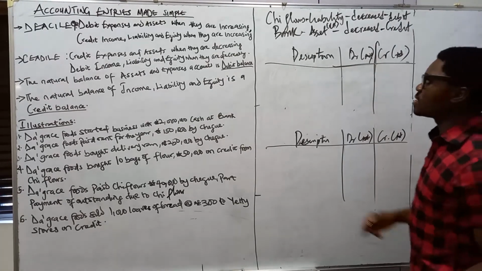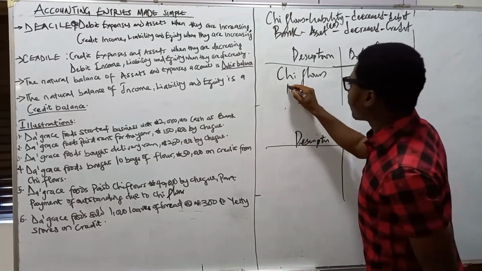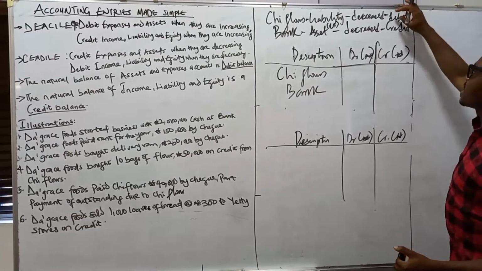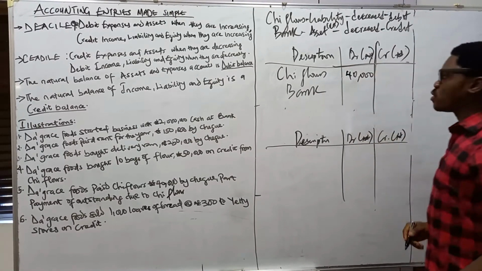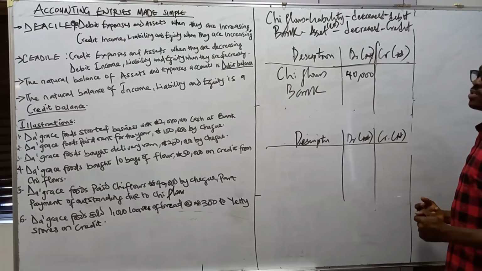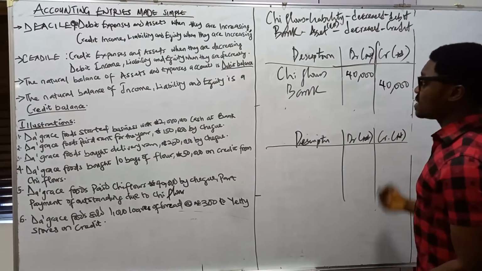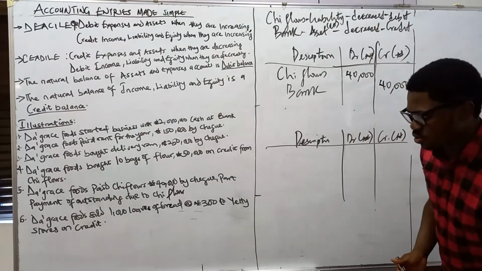What does the journal entry say? The journal entry says that we have Cheap Flours and we have bank. What are we doing to Cheap Flours, as stated? We are debiting Cheap Flours with how much? 40,000 naira. What are we doing to bank? We are crediting bank by 40,000 naira, because bank is reducing.